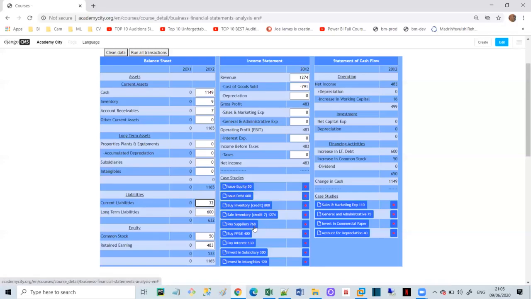Is there any effect on the income statement? Definitely not. I just paid the debt, okay? Paying the debt didn't create any profit. So there is no effect on the income statement. So transactions of paying debt has no effect on the income statement, only on the balance sheet.